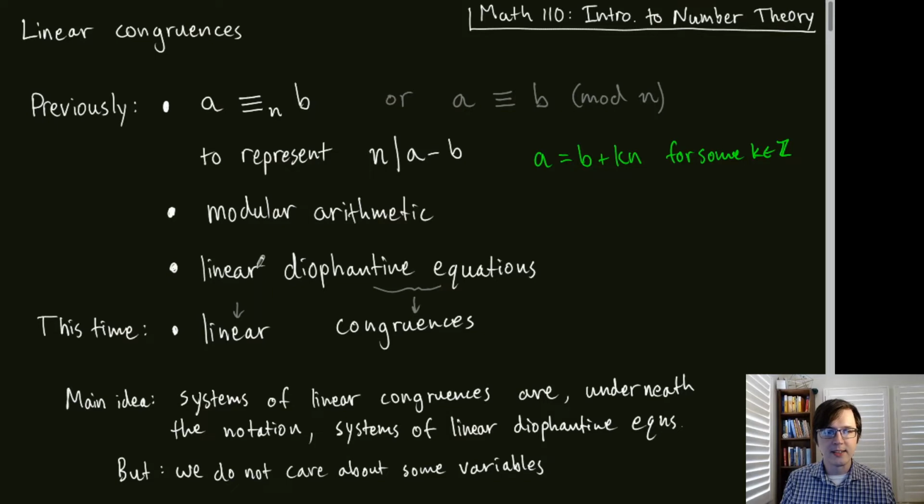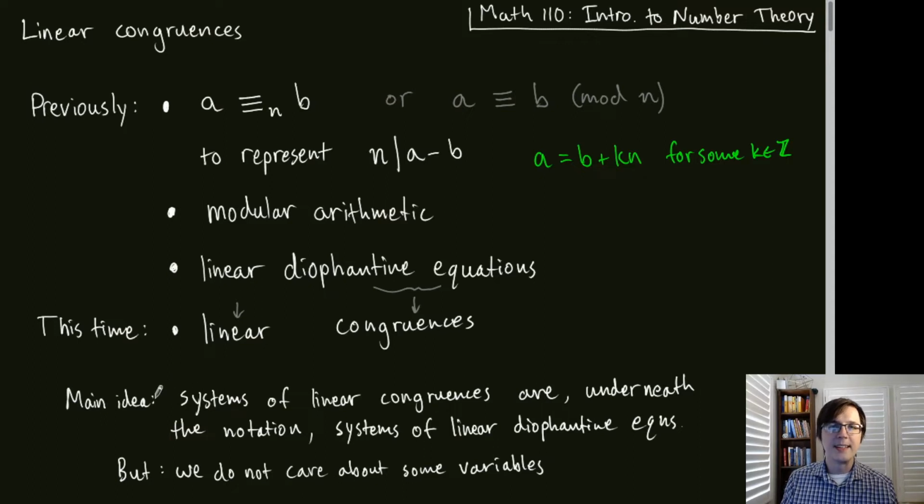And then we also previously, before that lecture, we talked about linear diophantine equations. These were equations where everything in sight is an integer. And so we're trying to solve for integer solutions for these integer equations. So this time, instead of using equalities and dealing with equations, we're going to deal with congruences instead, and come up with some different ways of solving congruences that are linear in a similar sense to the linear diophantine equations.